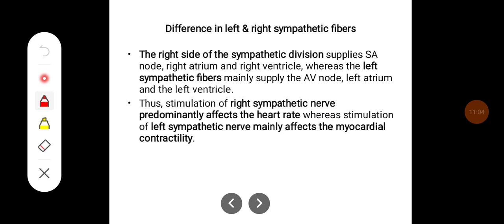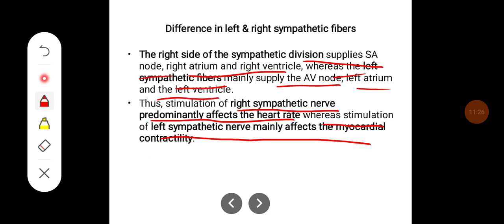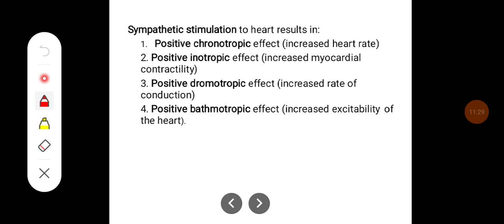The difference in the left and right sympathetic fibers. The right side of the sympathetic division supplies the SA node, right atrium, and right ventricle, whereas left sympathetic fibers mainly supply the AV node, the left atrium, and ventricle. Thus, stimulation of the right sympathetic nerve predominantly affects the heart rate, whereas stimulation of the left sympathetic mainly affects the myocardial contractility. Sympathetic stimulation has a positive chronotropic effect, positive inotropic effect, positive dromotropic effect, and positive bathmotropic effect.